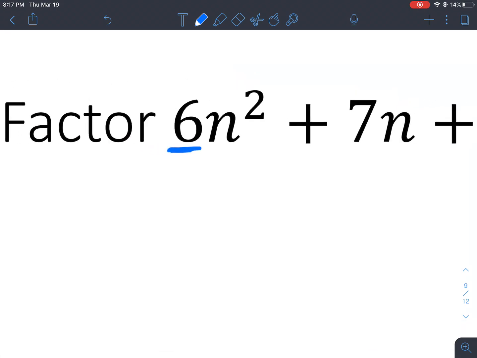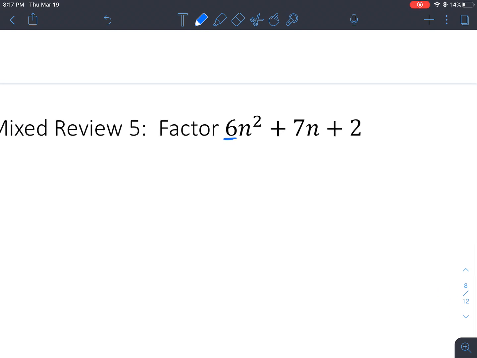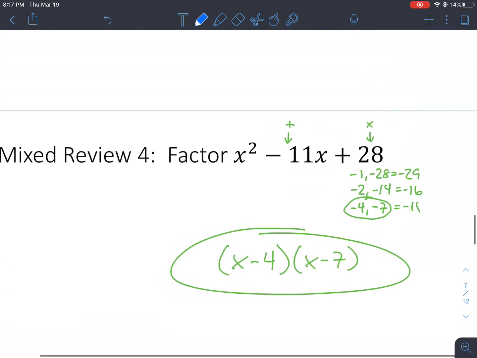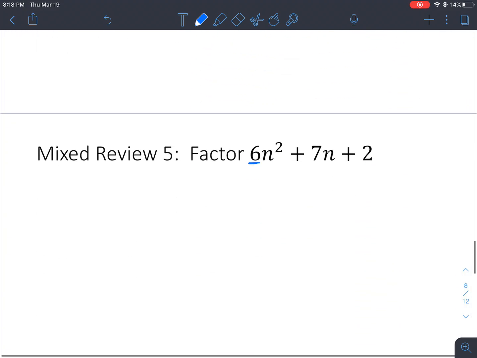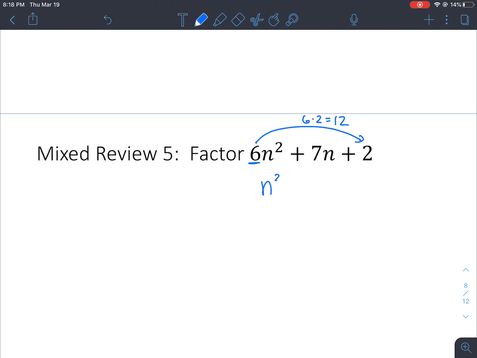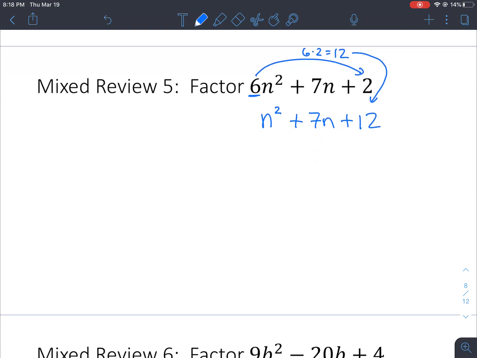When we see this number in front of our x squared, or in this case n squared, we want to first get rid of it so that we can make it look more like a problem we're comfortable with. So what we do is we take that 6 and we multiply it to that end value, in this case 2. So 6 times 2 is 12. From there, I'm going to rewrite this exact same problem, but now that 6 is gone. I borrowed it over to the end. N squared plus 7n plus, now instead of the 2, we did 6 times 2 to get 12. We do this so that way we can factor a lot easier.